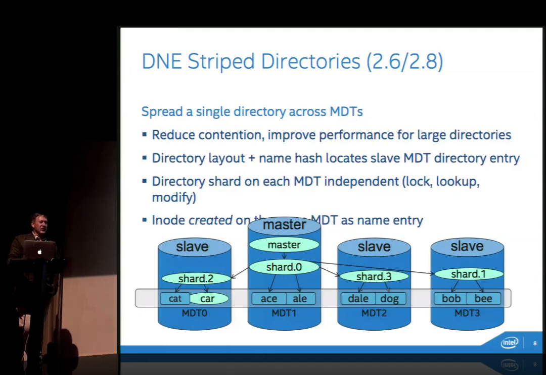And it essentially just generates a name hash based on the file name that's being accessed, and then picks whatever MDT that will land on. There's a per-directory layout, conceptually the same as files, that says: is this a striped directory? How many MDTs is it striped across? What hash function is it using? And so you can pick on a fine-grained level, for directories that are large, that you want to stripe across multiple MDTs.